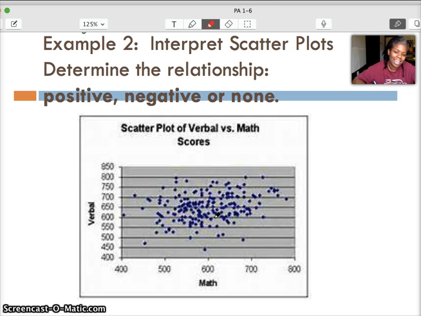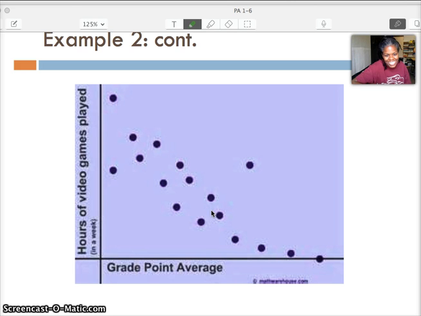This scatter plot, I kind of want to pretend like it's trending upwards, but it's not. It just looks all over the place. So what kind of a correlation does it have? Let me use a pen to write none. None. All right, so let's analyze this next guy.